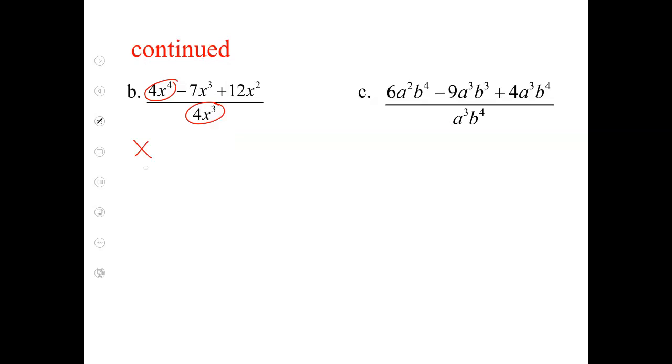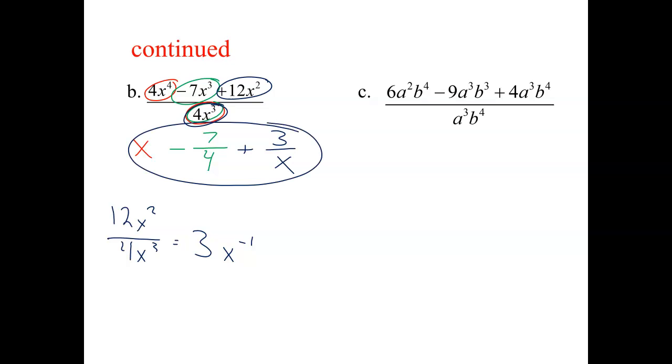Now let's go to the next term in the numerator. Negative 7x to the 3rd simplified with 4x to the 3rd. It'll be negative 7 over 4. X to the 3rd divided by x to the 3rd, those will both cancel. Negative 7 over 4 is all I'm left with. I can't simplify that fraction, so just leave it as it is.